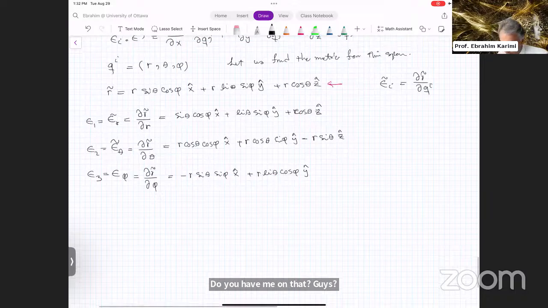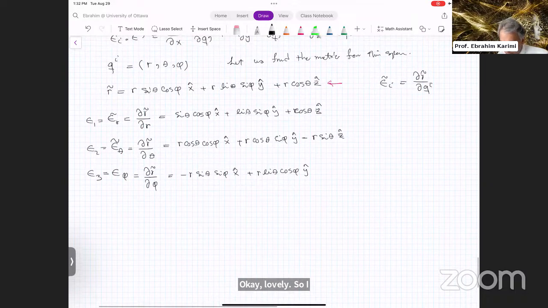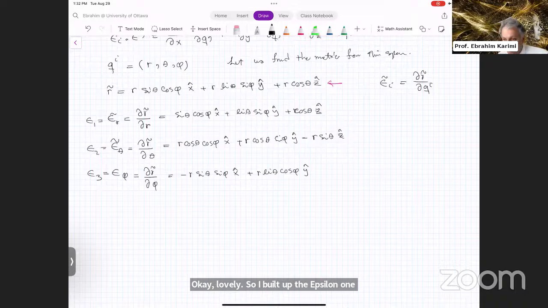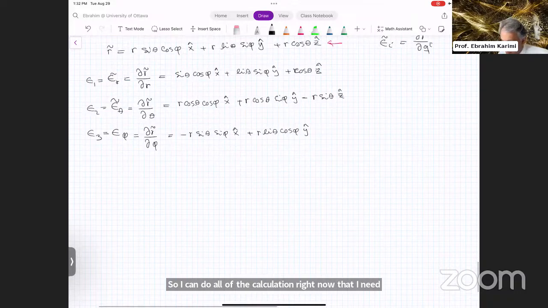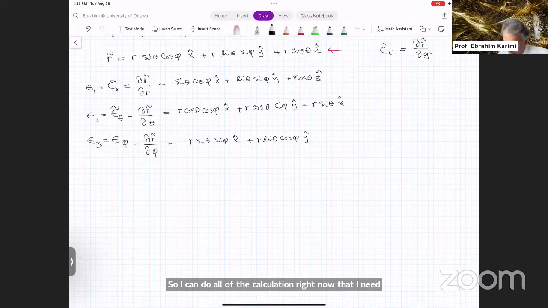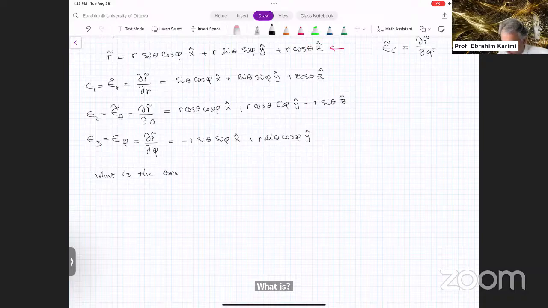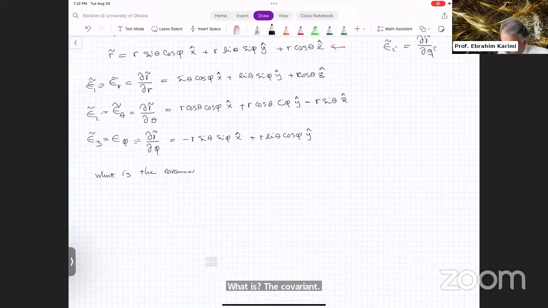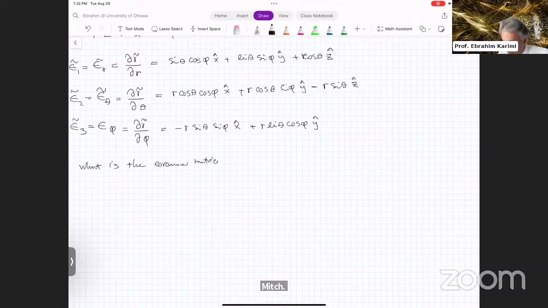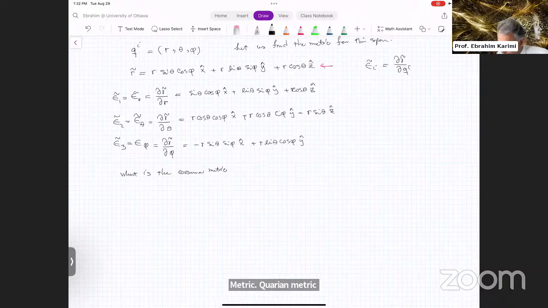Okay, lovely. So I built up the epsilon 1, epsilon 2, and epsilon 3, so I can do all of the calculation right now that I need. For curiosity, I'm asking you what is happening with the metric. What is the covariant metric? Covariant metric means that you need to work out g_ij, which is epsilon i dot epsilon j.